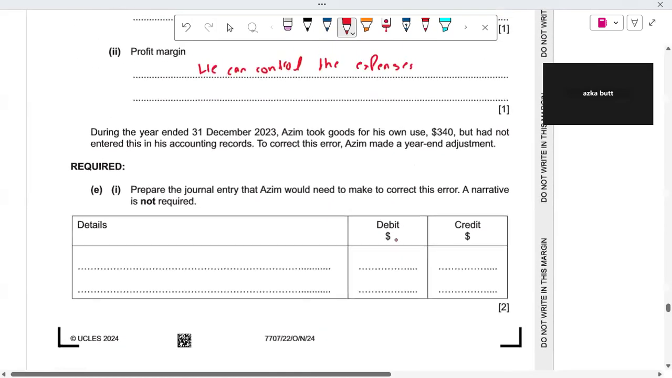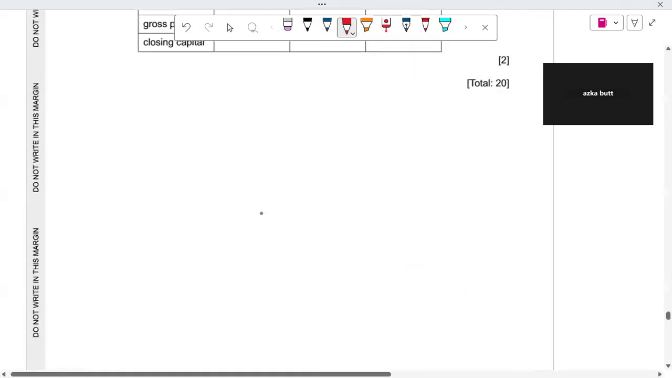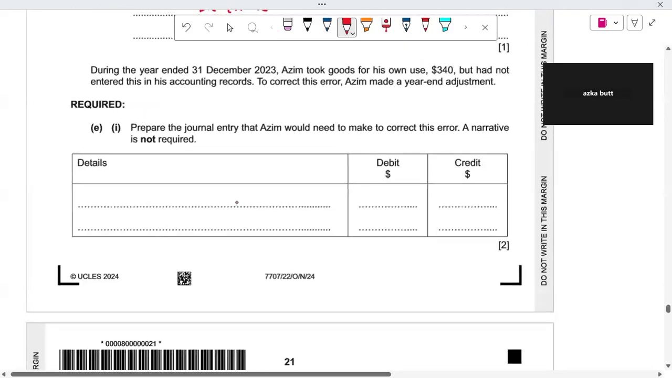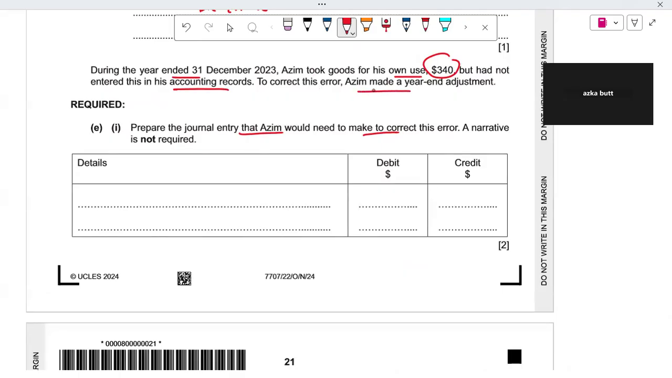Okay, and the E part is to prepare the journal entry that Azim would need to make to correct this error. This is the error. During the year ended 31st December 2023, Azim took goods for his own use, which is 340, but had not entered it in his accounting records. To correct this error, Azim made a year-end adjustment. Okay, so he took the goods for his own use, so drawings will be debit and purchases will be credit.